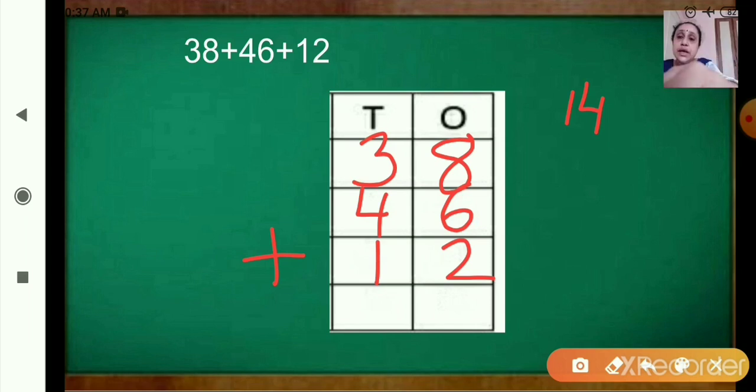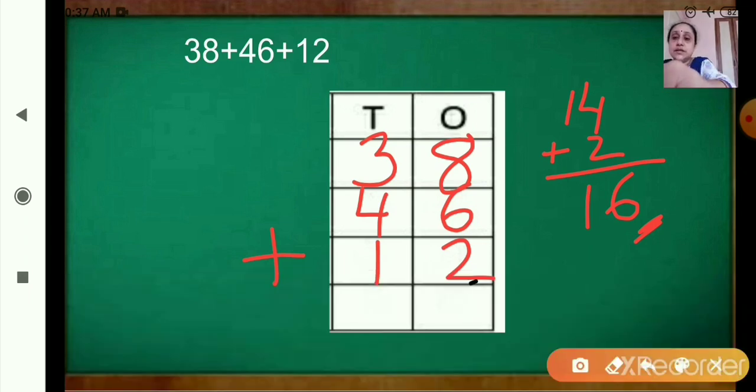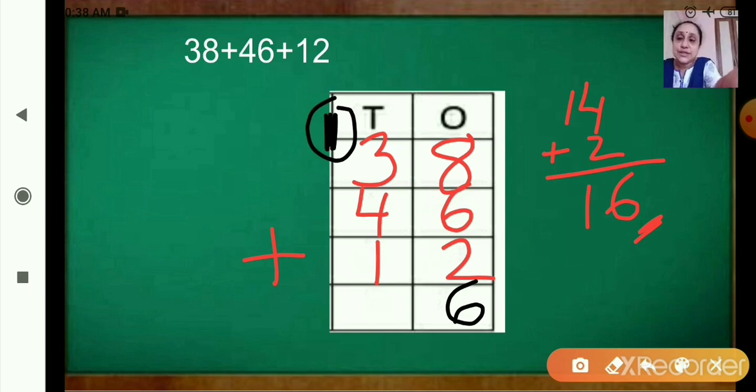And 14 plus this 2. How much are you getting? You are getting 16. So what will you write? This 6 you have to write. We will write this 6 here in the ones place. And what will happen to this one? 1 will be carried over to the tens place.